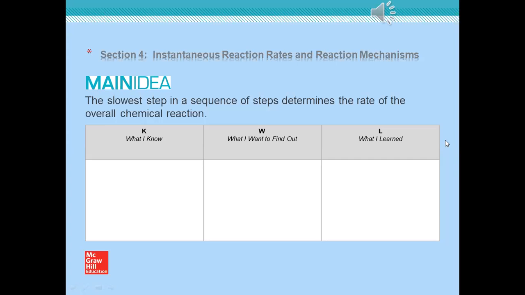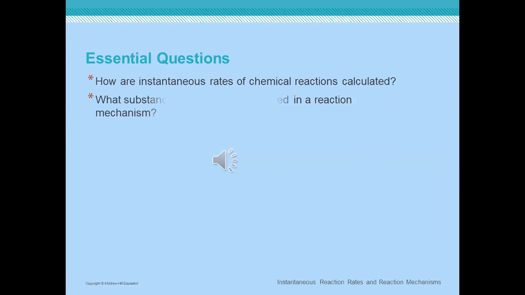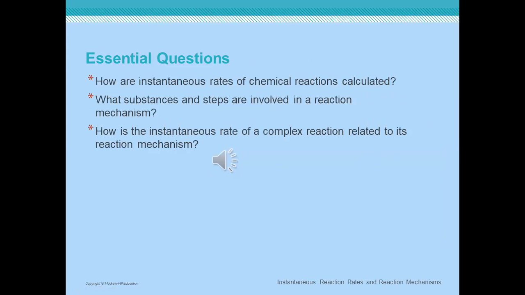Section 4, instantaneous reaction rates and reaction mechanisms. Main idea: the slowest step in a sequence of steps determines the rate of overall chemical reaction. After that, the essential questions that you are going to study in this lesson. Essential questions. How are instantaneous rates of chemical reactions calculated? What substances and steps are involved in a reaction mechanism? How is the instantaneous rate of a complex reaction related to its reaction mechanism?